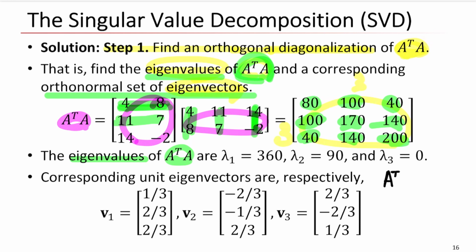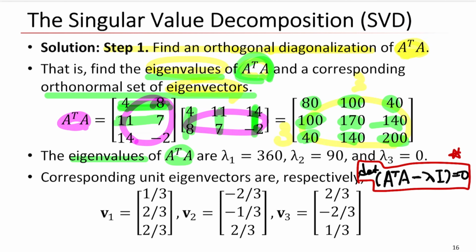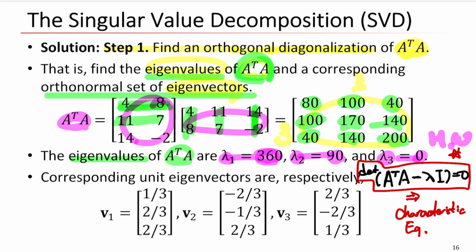The determinant of A transpose A minus lambda I is equal to 0. You can do that now, because we already talked about this in the previous lecture. By formulating this, you can find the characteristic equation, and by solving it, you can find lambda 1 is equal to 360, lambda 2 is 90, and lambda 3 is equal to 0, right? So hopefully do it yourself. It's very easy. And then how can I find the V1?